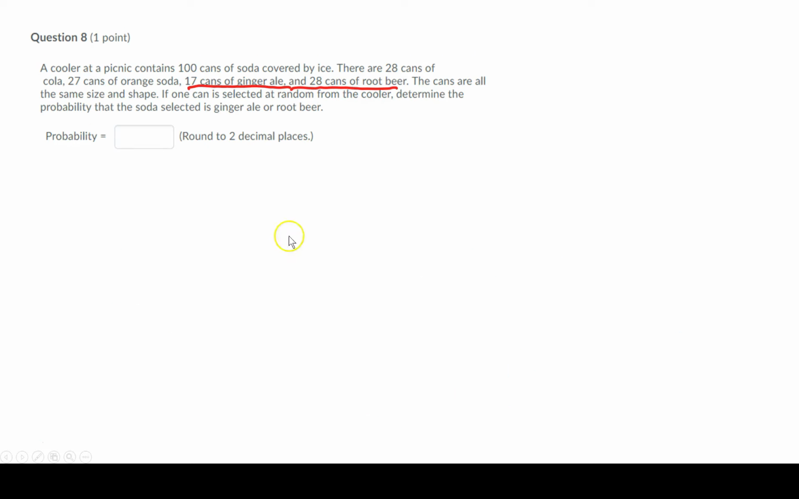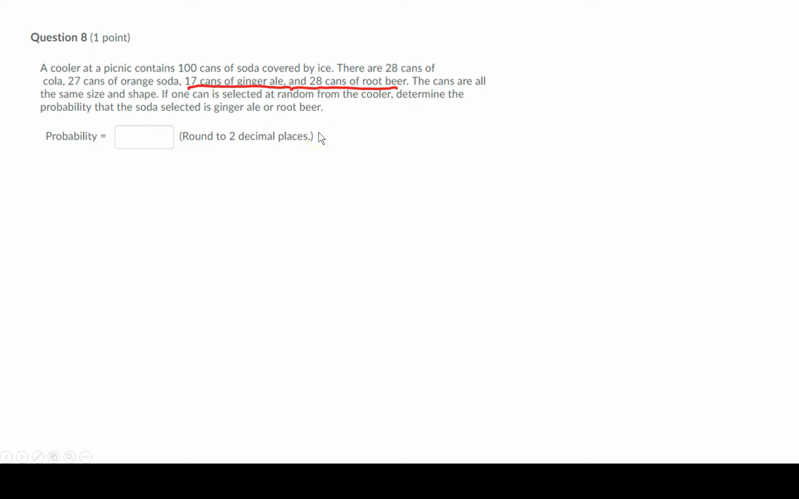Question 8. I already have part of it underlined. A cooler at a picnic contains 100 cans of soda covered by ice. There are 28 cans of cola, 27 cans of orange soda, 17 cans of ginger ale, and 28 cans of root beer. The cans are all the same size and shape. If one is selected at random from the cooler, determine the probability the soda selected is ginger ale or root beer.